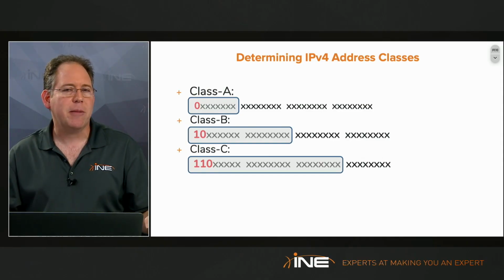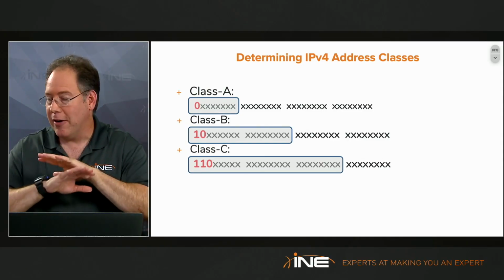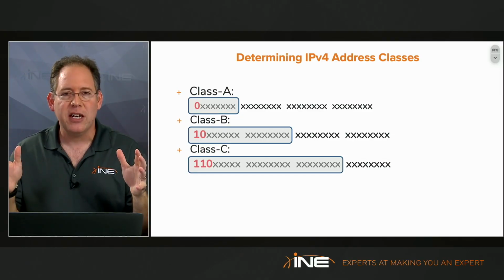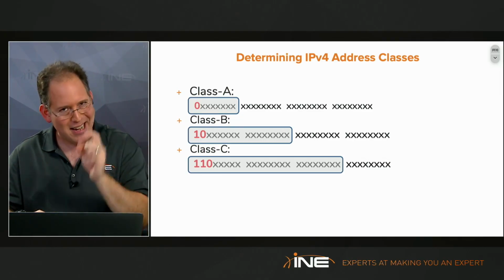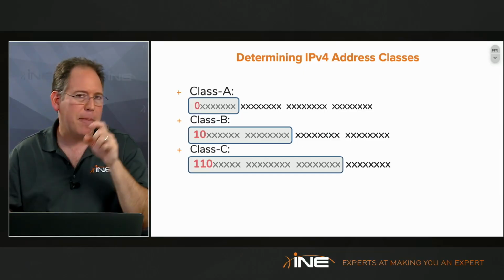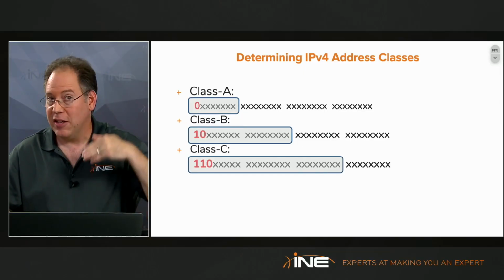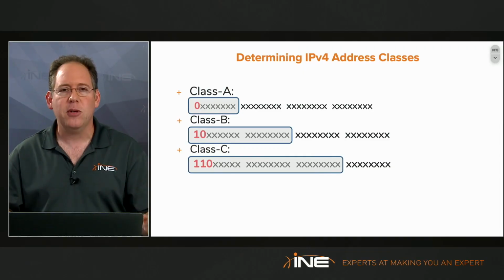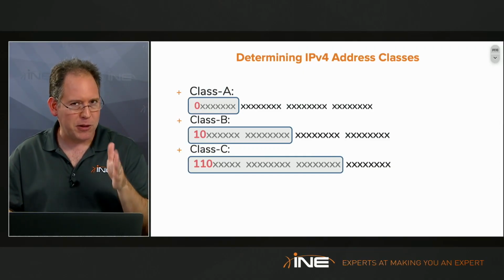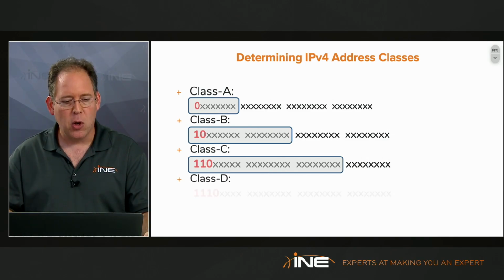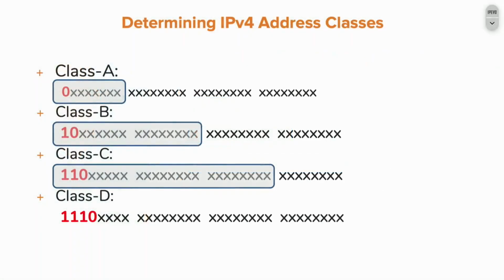So the next 2 ranges I'm going to finish up with on this slide are not used for addressing hosts. In other words, a NIC card on a laptop or server or smartphone will never have an address that is in the next 2 categories. So what are those 2 categories? Well, you can probably figure out what the bit pattern is going to be next. 1110. That is a Class D address. That is reserved for something special that we'll talk about towards the end of this video, which is called multicasting.